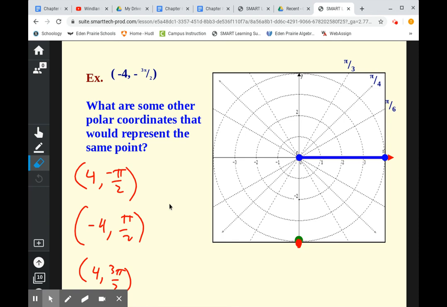Okay, so here's just 3 different examples of different ways to get to that same point. See if you maybe had one, maybe had a different one. Maybe it works. (4, -π/2), (-4, π/2), and (4, 3π/2). So just make sure all those work for you.